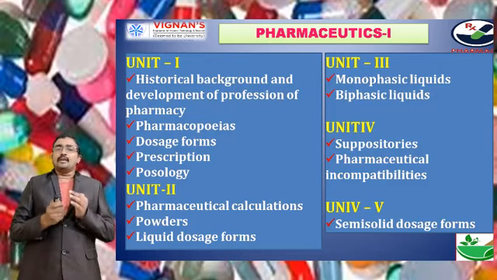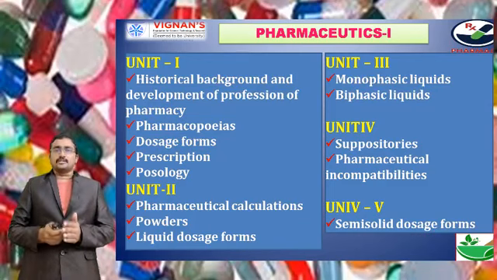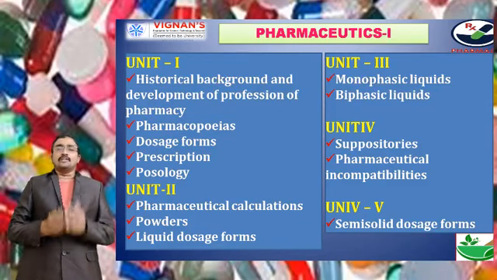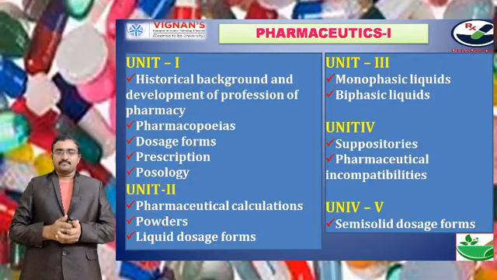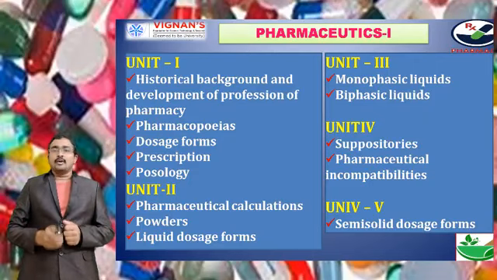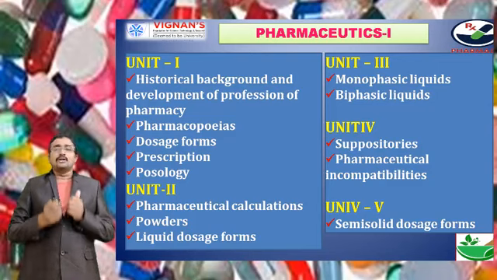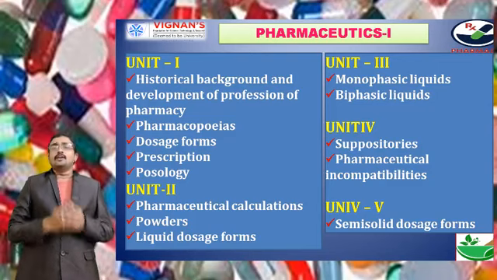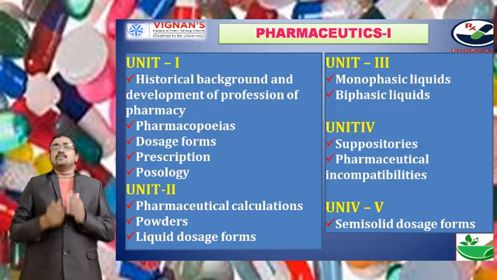Unit 4 mainly involves the suppositories chapter and also pharmaceutical incompatibilities. Unit 5 deals with semi-solid dosage forms like ointments, creams, pastes and gels. So these are the total 5 units we have.